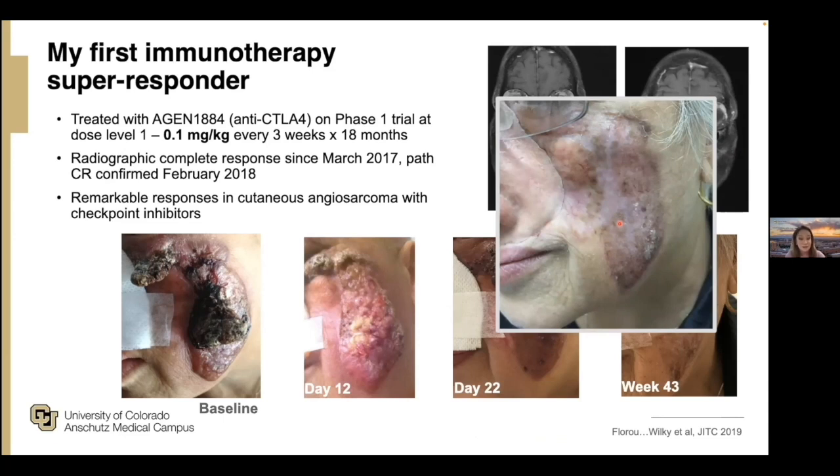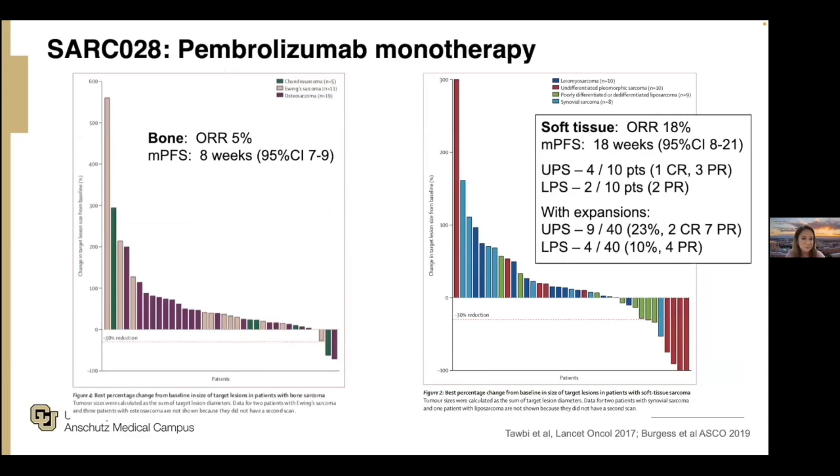So clearly immune therapy can work for sarcomas. And since this patient, there have been multiple trials and multiple reports of cutaneous angiosarcomas being susceptible to checkpoint inhibitor mediated killing. So what about other types of sarcomas?